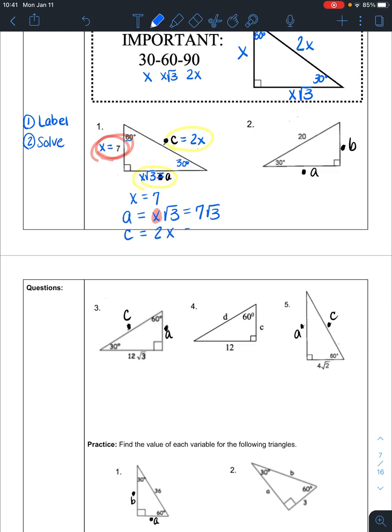C is equal to 2 times x, and we just said x was 7, so it would be 2 times 7. So C is 14. So then the third step is to substitute. So we label, we solve, and we substitute.